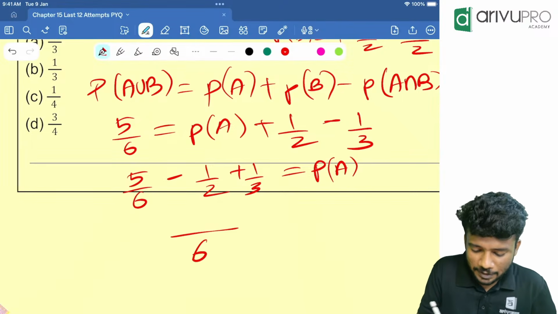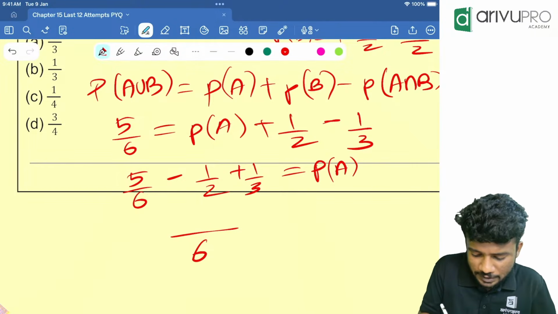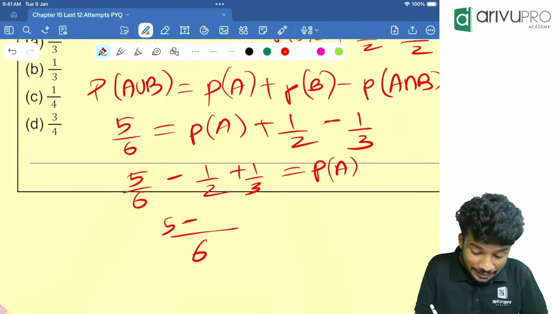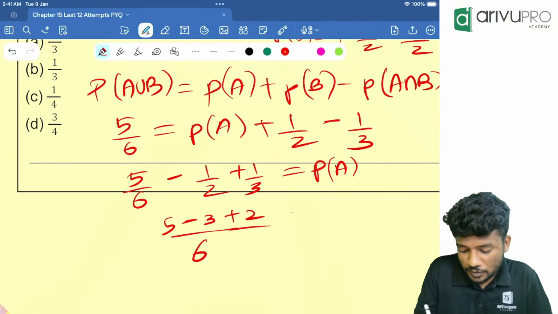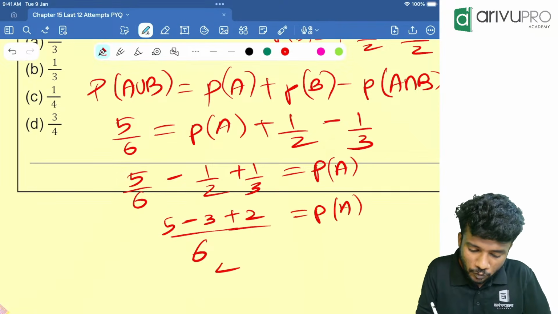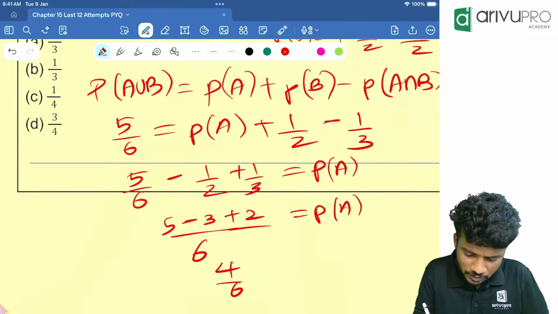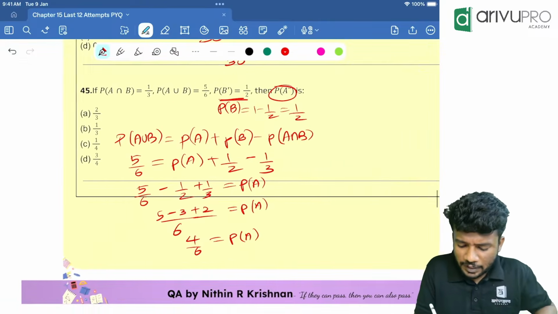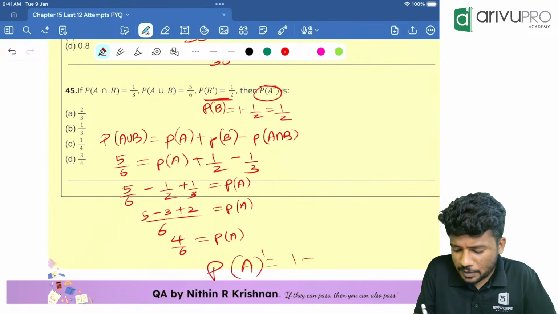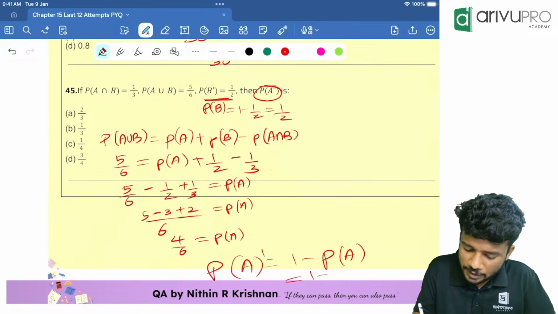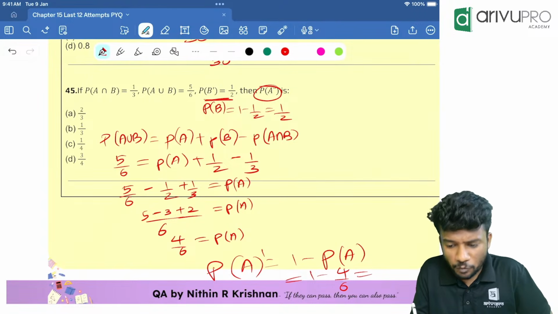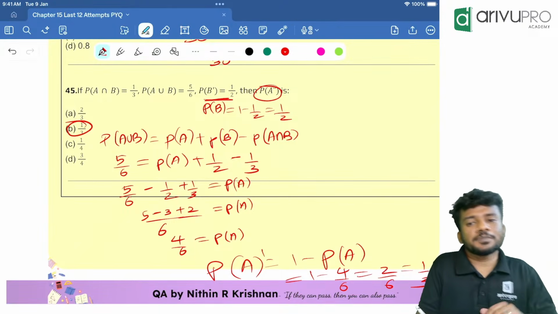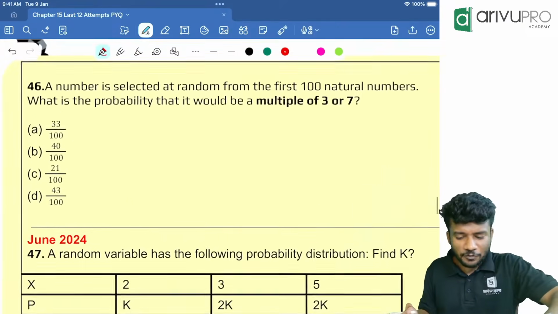Yes, LCM is 6. I am writing 6 here. Now 5 is there. If 5 is there, then minus 2 into how much is 6? 3. That means minus 3 plus 2, which is equal to P of A, which means 4 by 6. Correct? Yes, 4 by 6 is equal to P of A. From that, we need to find P of A complement. That is nothing but 1 minus P of A, which is equal to 1 minus 4 by 6, which is equal to 6 minus 4 by 6, that is 2 by 6. Looking at that, 1 by 3 is your answer. Option B is your answer. I hope that you understood that. Direct formula method. Next one.